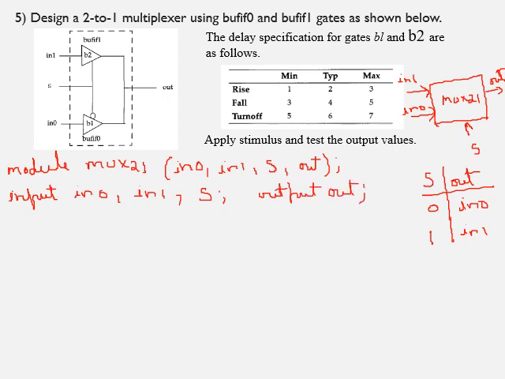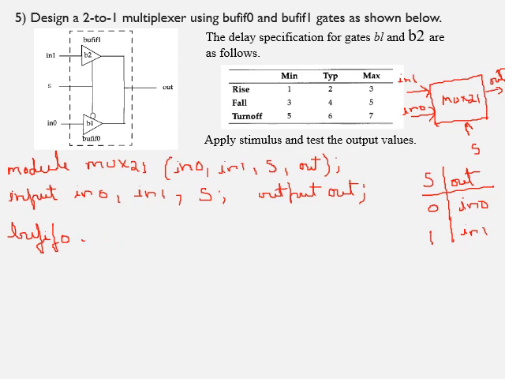Now we will instantiate the buffer. bufif0, the instance name is B1. Here you can see this is a primitive gate, and hence the terminal list order is first always the output. Output of B1 is out. Input is in0 followed by the control signal. Now before that we have to specify the delay. I'll just put that.